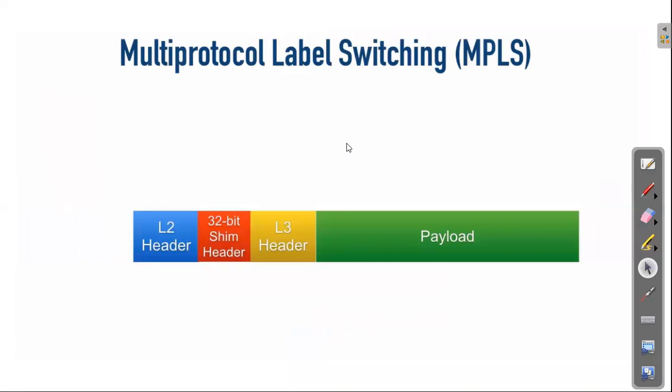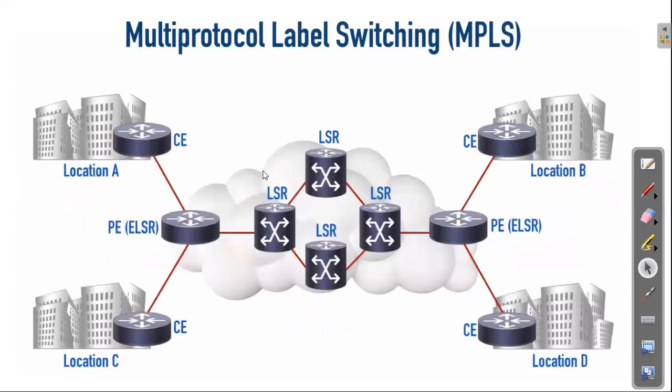The next one is MPLS, multiprotocol label switching. Multiprotocol label switching is done within the service provider network. This is CE, customer edge. This is PE, provider edge. This is LSR. This is PE, provider edge. This is customer edge. So in between, we are doing multiprotocol label switching. These are label switching routers, LSR.